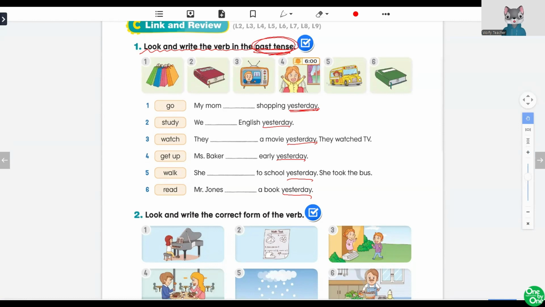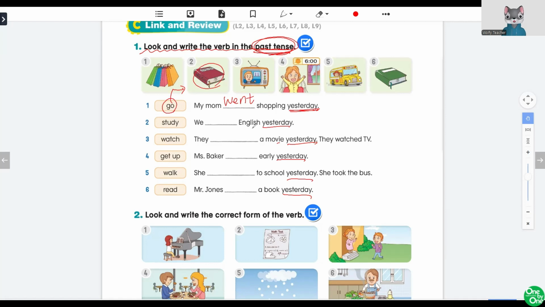Now, this is what we've learned last time and today. So my mum, go needs to change to what? Of course, it's going to be went. It's an irregular verb. Go back and look at the 5-star table. My mum went shopping yesterday. Fantastic.